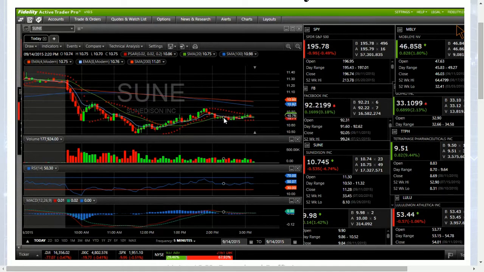And as long as it holds 1070 as support, we should be looking to test this 100 period moving average resistance potentially by the end of the day. If we break 1070, there's not a whole lot of support beneath it, so that would be a bearish development.